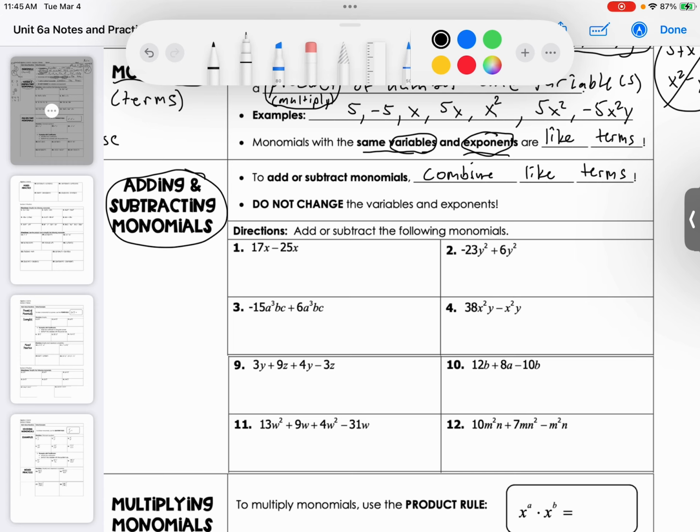Here, right below there, is an important note for us to remember, especially later on. When we are adding or subtracting these polynomials, we do not change the variables and the exponents. The only thing that's going to change is going to be the number in front, but not the variables and not the exponents. So for example, on number 1, I have 17x minus 25x.